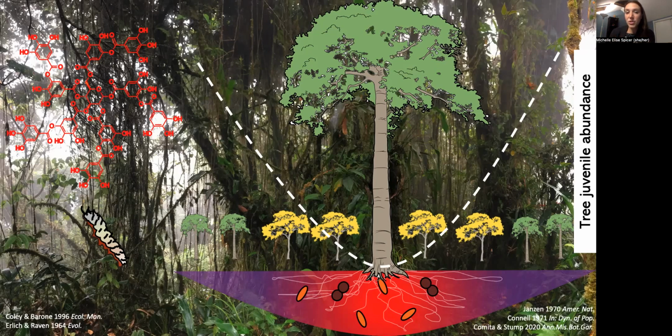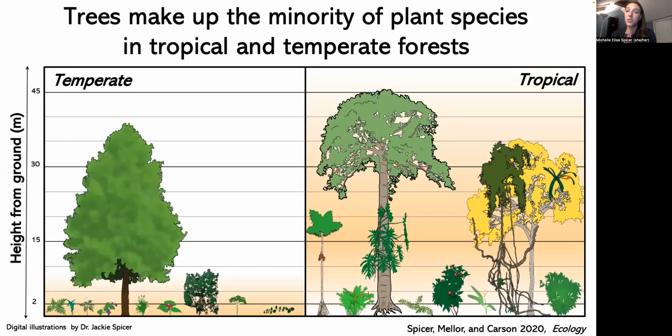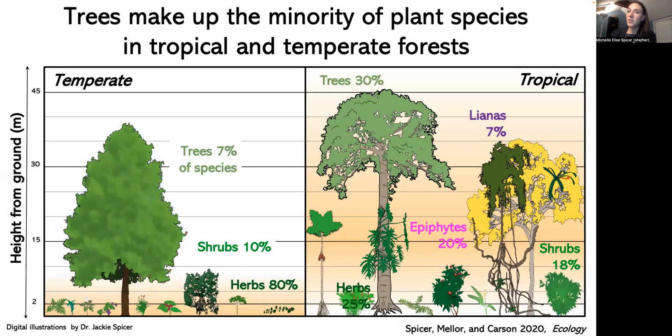And if you're interested in the diversity distributions of plants, I would be happy to talk more afterwards as well. I have been thinking about this for several years, and basically my take-home message of much of my PhD was that trees really make up the minority of plant species in both tropical and temperate forests. So temperate is really only 7% of the vascular plant species, and in tropical it's 30. So what I want to talk about today is some of these other plants that make up the majority of those species.